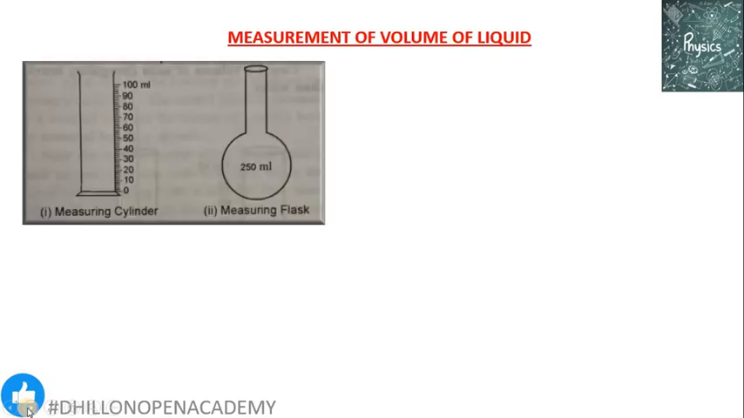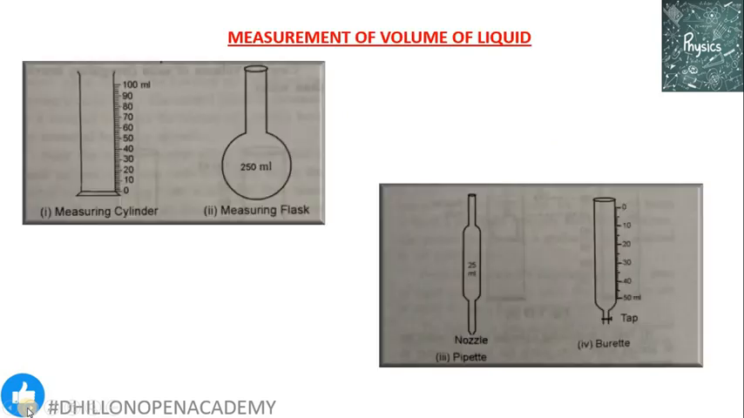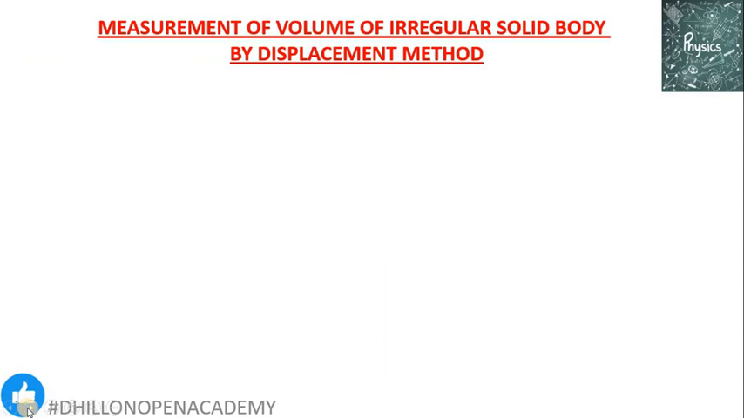Measurement of volume of a liquid. For measuring the volume of a liquid, we can make use of measuring cylinders, measuring flask, pipette or the burette, which are the apparatus which we commonly observe in the chemistry lab. Measurement of the volume of a regular solid body by the displacement method.